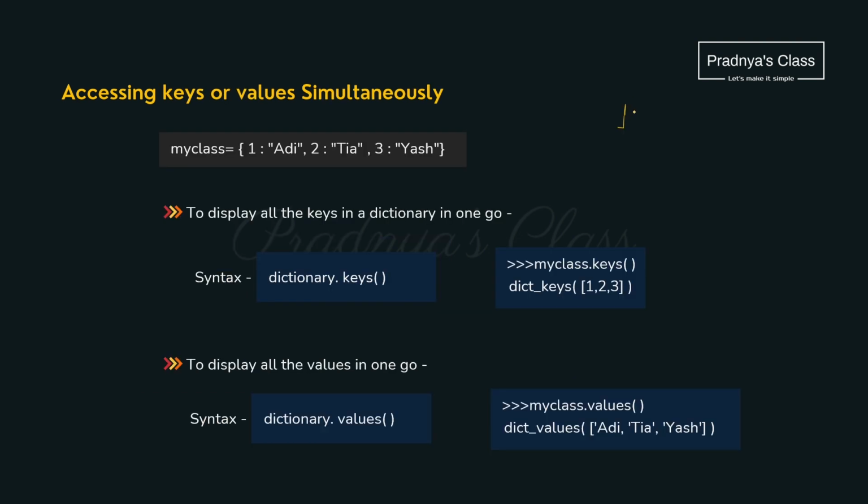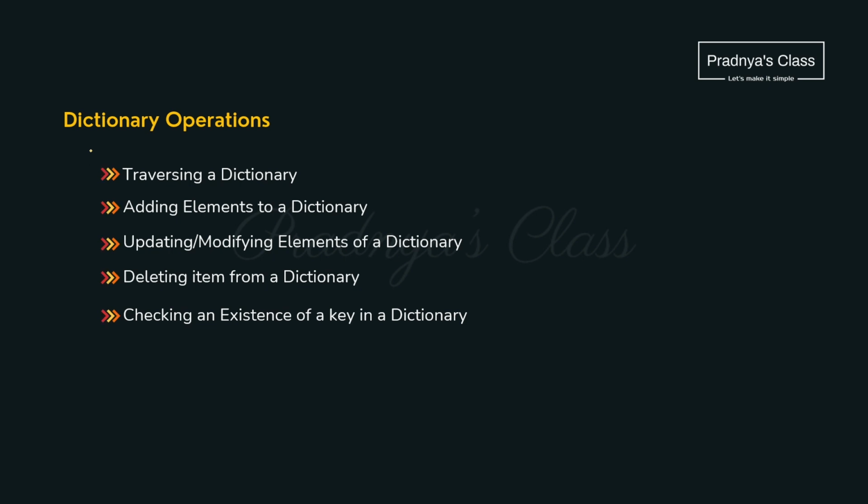In dictionary, we have two different things. One is key and the other one is value. That's why there are lot of functions to deal with keys and values. If you want to access all the keys, you will be using keys method, and to access all the values, you have values method. Here is a list of operations that we can perform on dictionary.